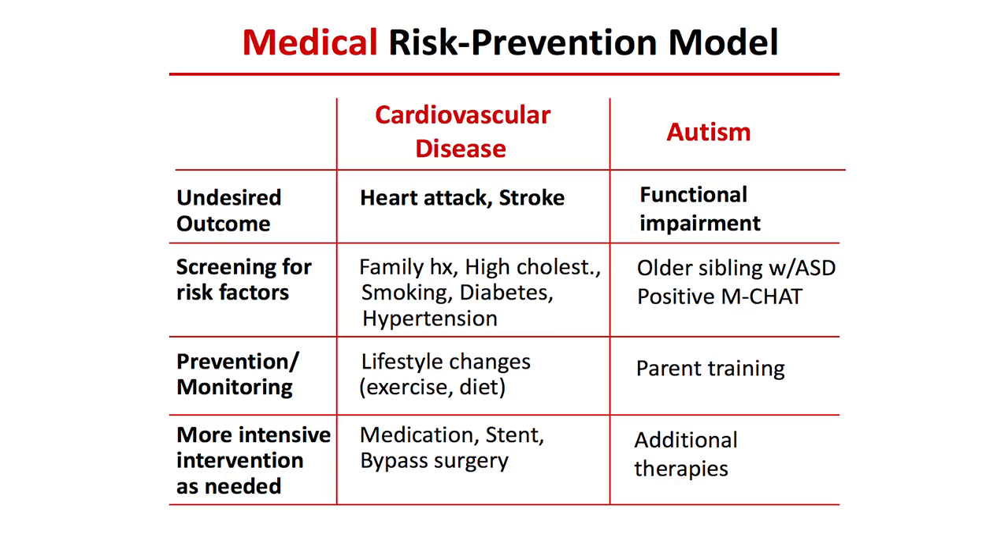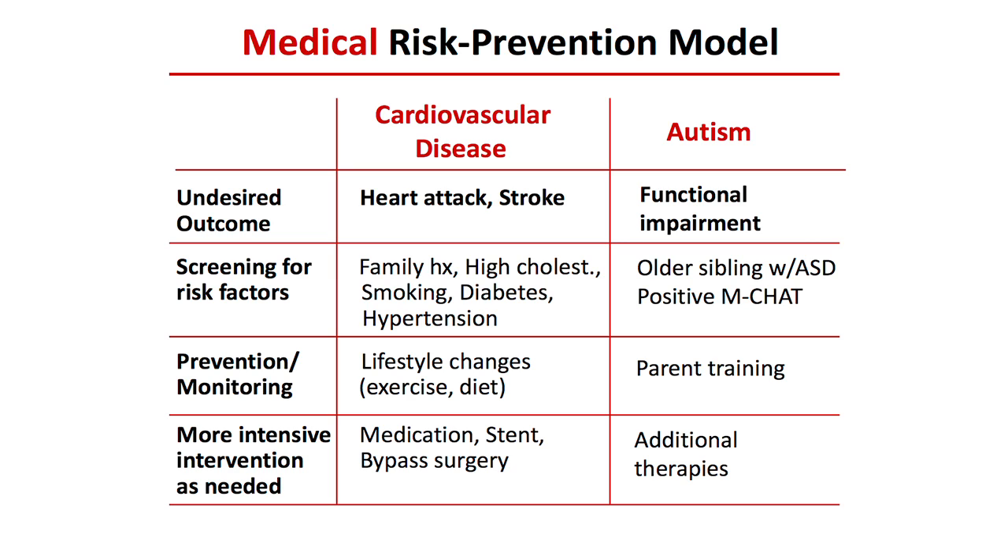We have risk prevention models in lots of different areas, including medicine. For cardiovascular disease, we want to prevent that. So we screen for risk factors first. So we ask questions. Is there a family history? Do you have high cholesterol? Do you have diabetes? Do you smoke? Then you institute preventive measures and monitoring. Exercise, diet. And then you provide more intensive intervention as needed. So, I mean, hopefully not bypass surgery or a stent, but medication.